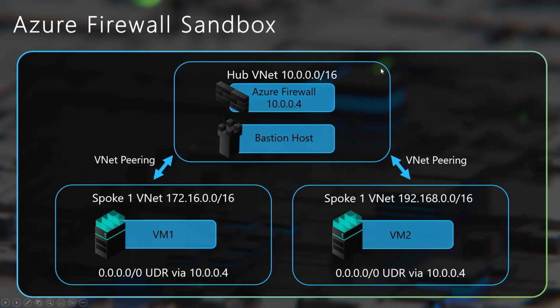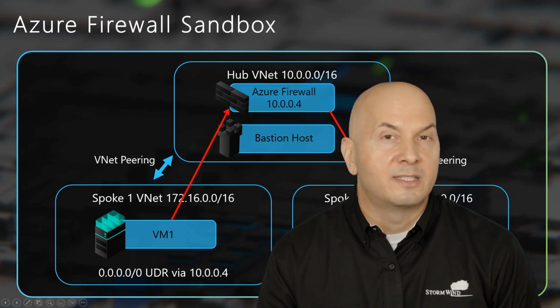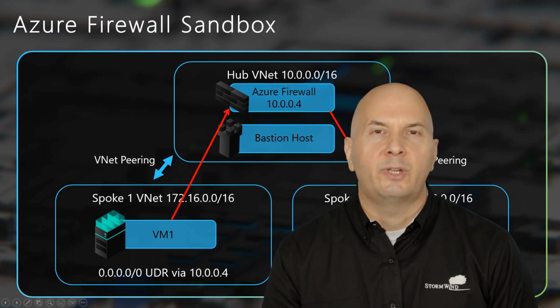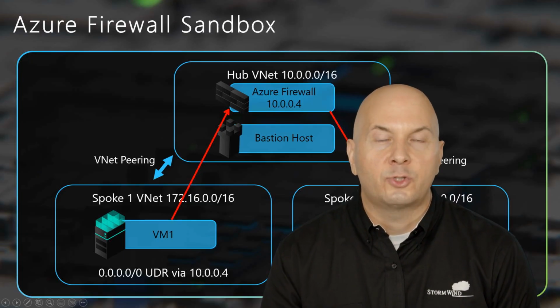But in this sandbox, we've got it set up to where everything's peered. So if virtual machine 1 wants to route traffic through the hub, it can do that. It can go basically from VM1 to the firewall, and then the firewall will route the traffic for you to VM2. So definitely a complicated setup, but it's an interesting way to showcase the capabilities of the Azure firewall.